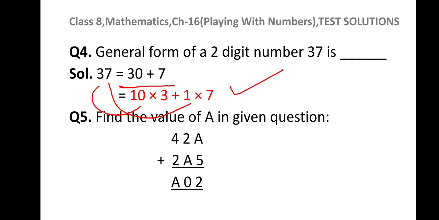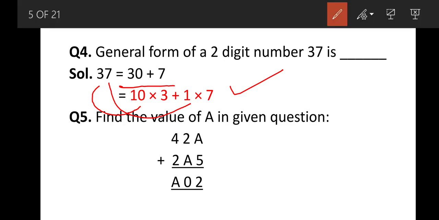So if I look at this unit column, what do you think? What should be the value of A? A plus 5 is equal to 2. What should be the possible value of A? A can be 7 because 7 plus 5 can give you 12, and 2 can be written here and 1 will be carried forward. It is not possible to have another value of A because it is written over there 2. Is there any number that I can add to 5 and get 2 without carry forward? So the value of A will be 7.